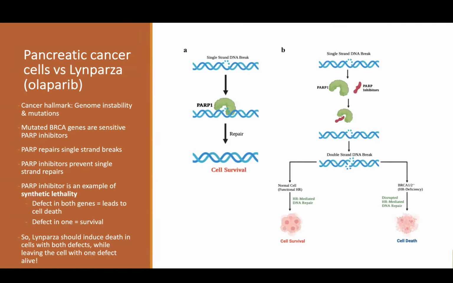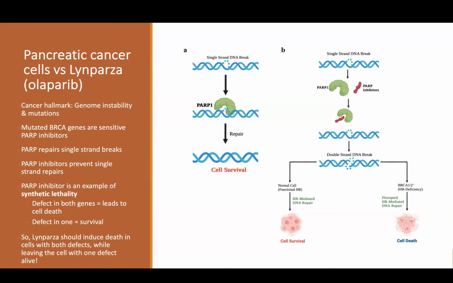A hallmark of pancreatic cancer cells is genome instability and mutations. Whenever the BRCA genes are mutated, they're unable to fix double-stranded DNA breaks, which results in gaps in the strand of DNA, which causes mutations. And the more mutations there are, the more the genome's instability increases. So our targeted intervention is a PARP inhibitor, and mutated BRCA genes are sensitive to these PARP inhibitors.